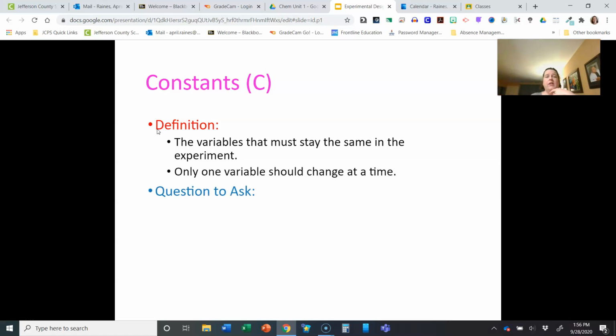Okay, I already talked about the question you ask: what variables must stay the same because of the two that you've chosen as IV and DV?